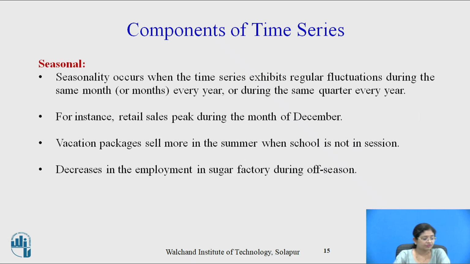Now let us see the next component of time series. Seasonality occurs when the time series exhibits regular functions during the same month or months every year, or during the same quarter every year. For example, retail sales peak during the month of December, or another example, vacation packages sell more in the summer when the school is not in session. That means there are holidays. The third example, decreases in employment in a sugar factory during the off season. So these are the examples which come under the seasonal component of time series.